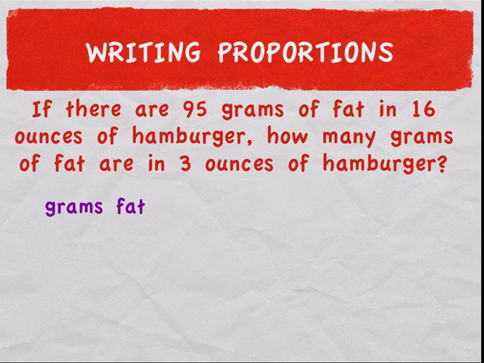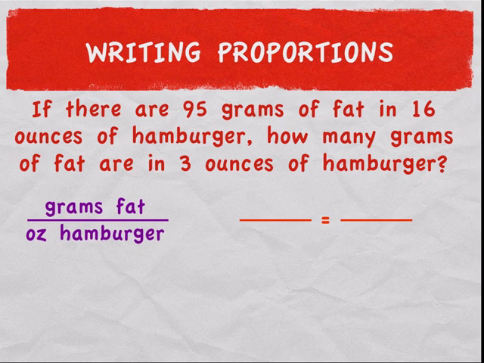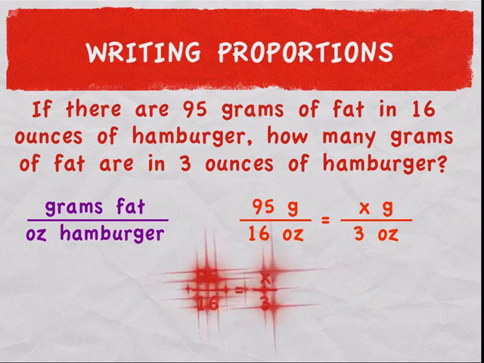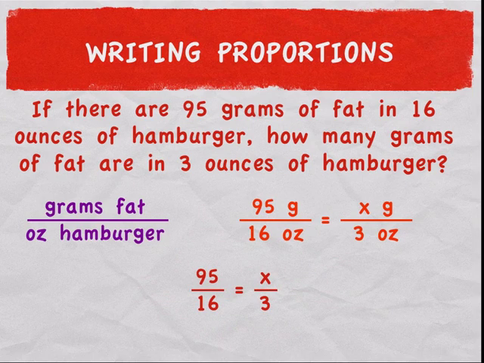First I look at my ratio, and my ratio is going to be grams of fat to ounces of hamburger. So now I write my proportion using the information from the problem. 95 grams of fat, 16 ounces of hamburger, that was my first set of given. And now I don't know how many grams of fat, but I know that I want 3 ounces of hamburger. So my proportion that I'm going to solve is this one.